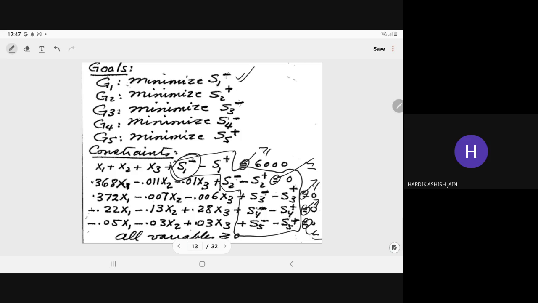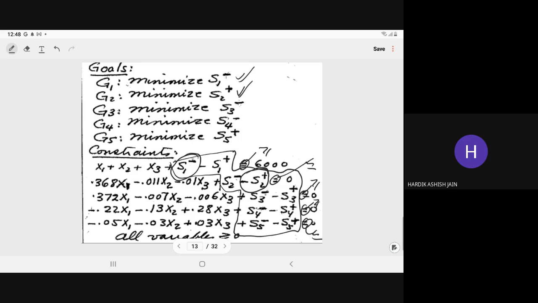When I am saying that total calcium cannot be more than 1.2%, right? So what is the deviation? When we have more calcium, that is the deviation. So in that case, when we have more calcium, we have S2 plus. That is the deviation above the required one. So here we have to minimize S2 plus, right?